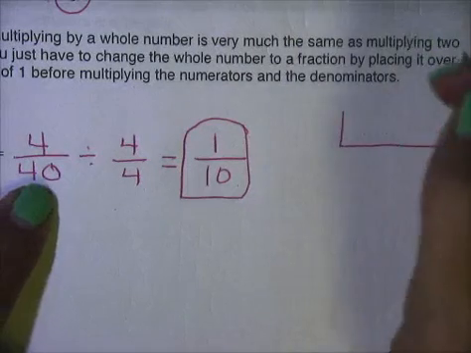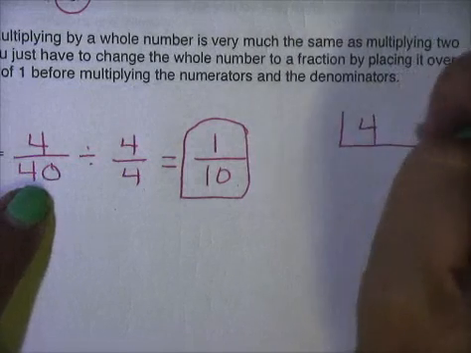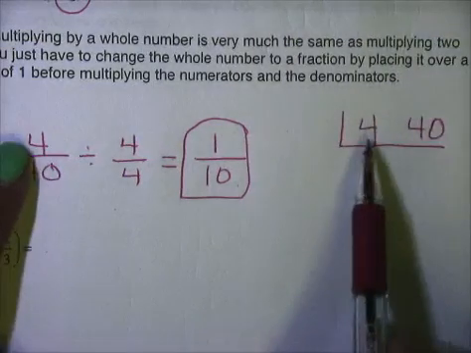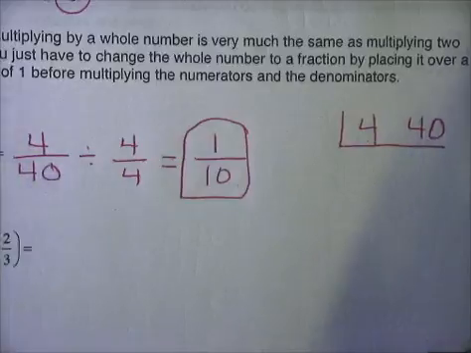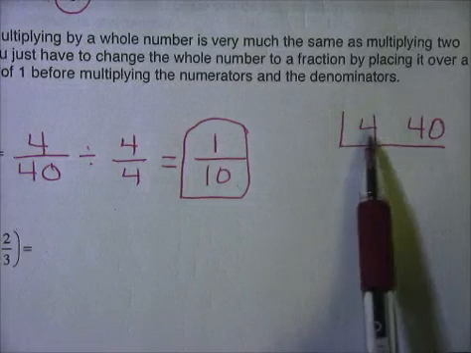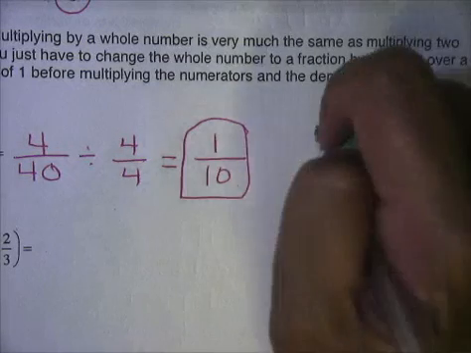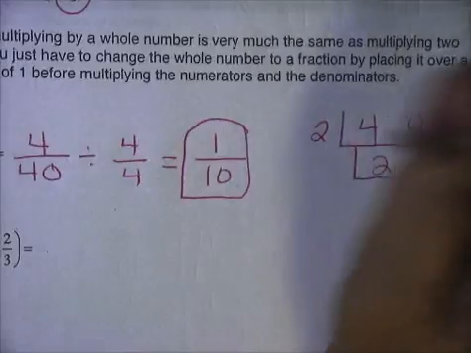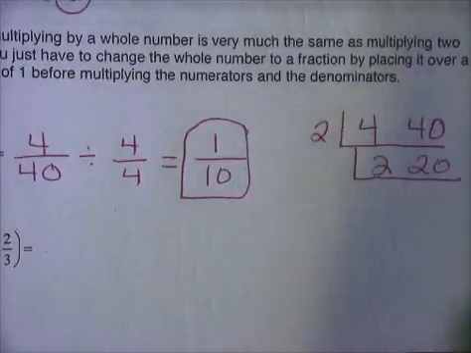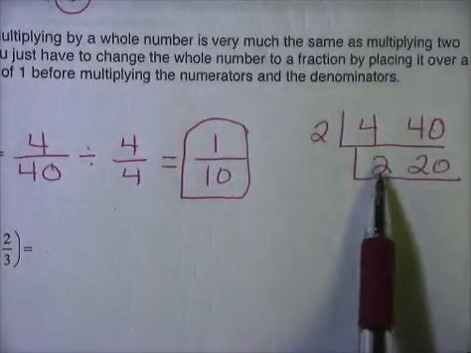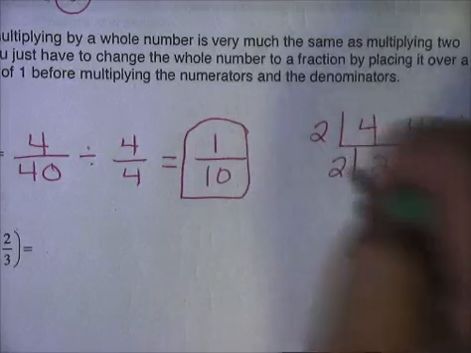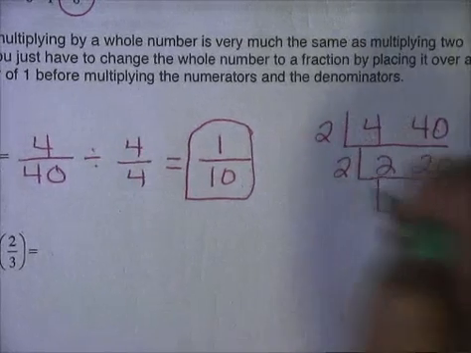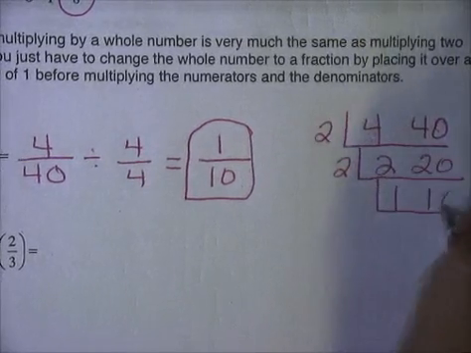And that's your answer. But if you have problems coming up with that GCF, let's use our ladder. We've got 4 and 40, our numerator and our denominator. We'll go up to our list, 2, 3, 5, 7, 11, 13. We'll start with 2. Are they both divisible by 2? Yes, because they're even. So 4 divided by 2 is 2, and 40 divided by 2 is 20. They're both still even, so they'll both still divide by 2. 2 divided by 2 is 1. 20 divided by 2 is 10.